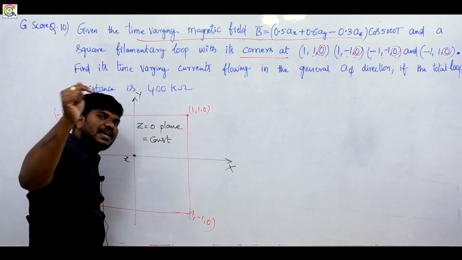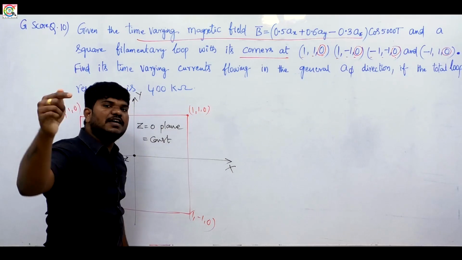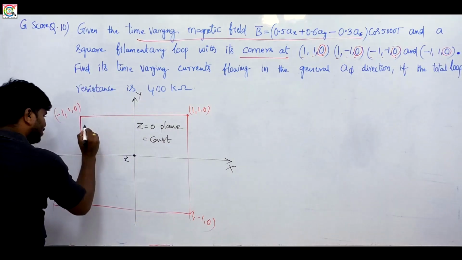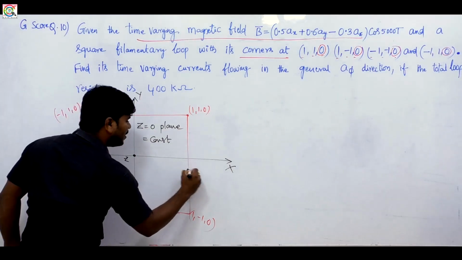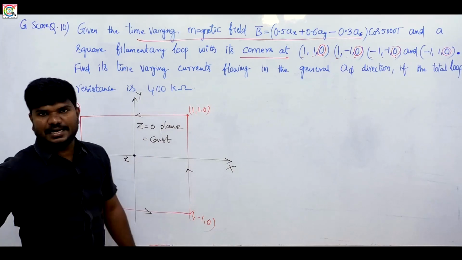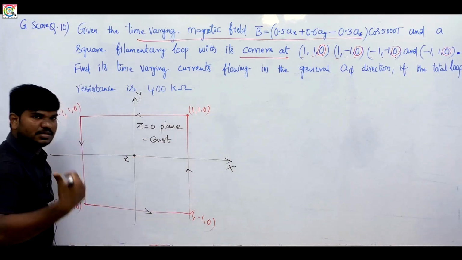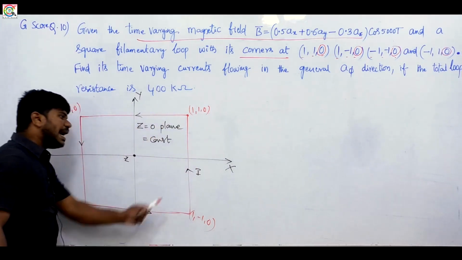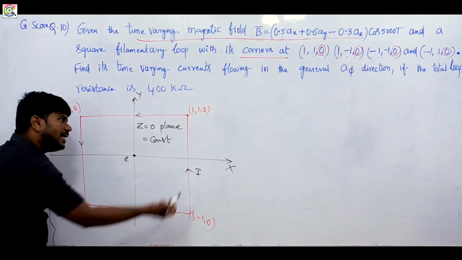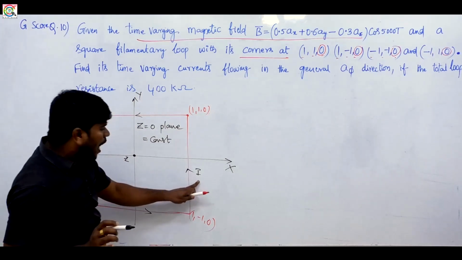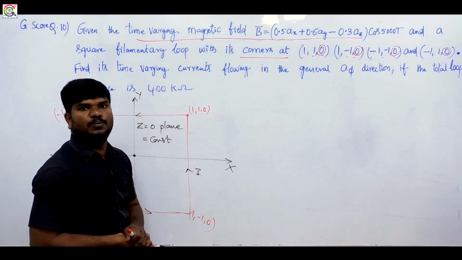Now what is the general a-phi direction? The a-phi direction will always be around the Z direction. That means the a-phi direction will be like this, right? So it will be in the anti-clockwise direction if the Z axis is like this. So here this is the current. You have to find the amount of the current, okay? Already the direction of the current is given, right? So you have to find the amount of this current in this loop.